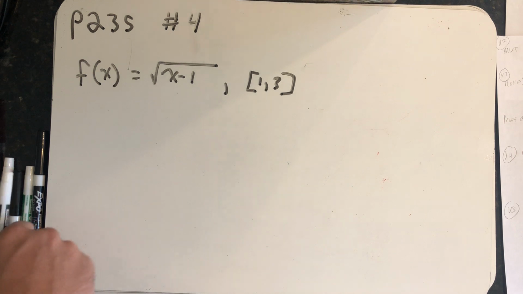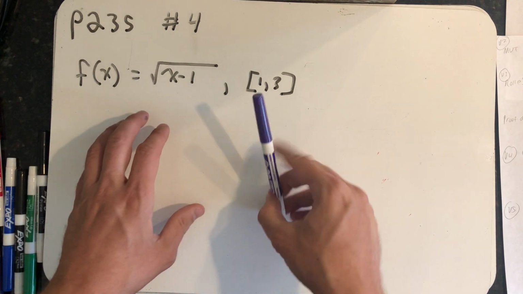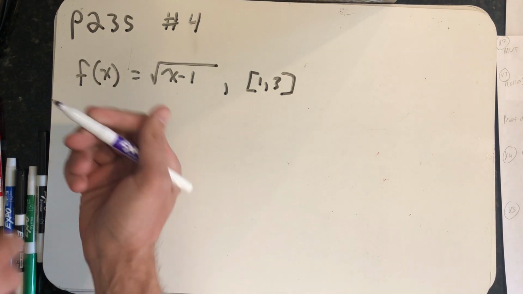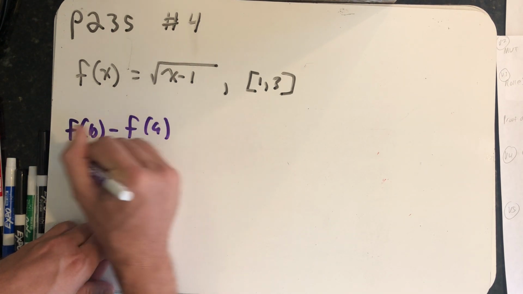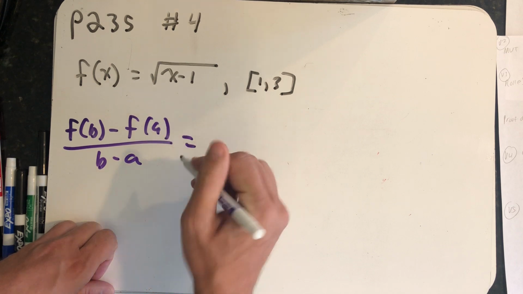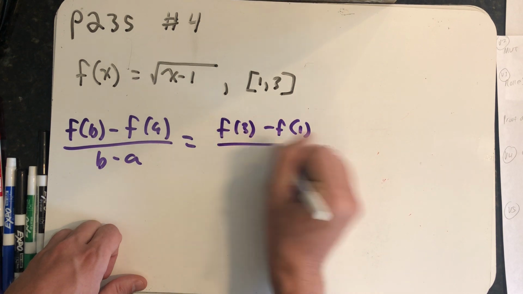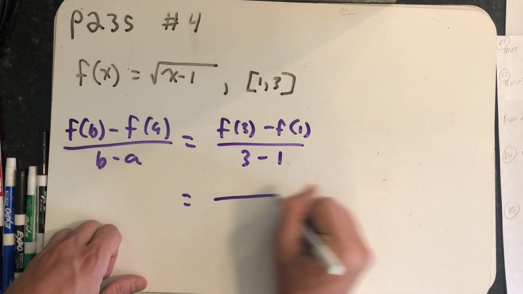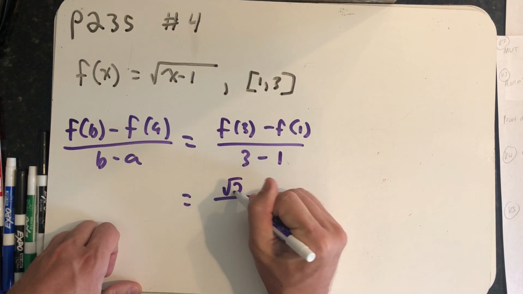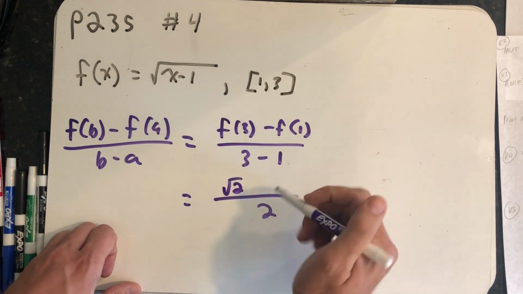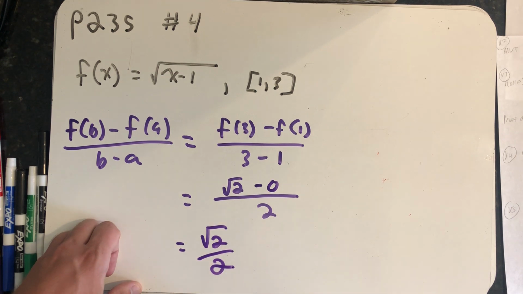So we're asked to find the value or values where the instantaneous rate of change is equal to the average rate of change on this closed interval. So I think we should start by actually finding that average rate of change. So I need to evaluate f of 3 minus f of 1 all over 3 minus 1. All right, well, f of 3 is the square root of 3 minus 1, so that's the square root of 2. And then 1 minus 1 is 0, so f of 1 is 0. So my average rate of change is the square root of 2 over 2.